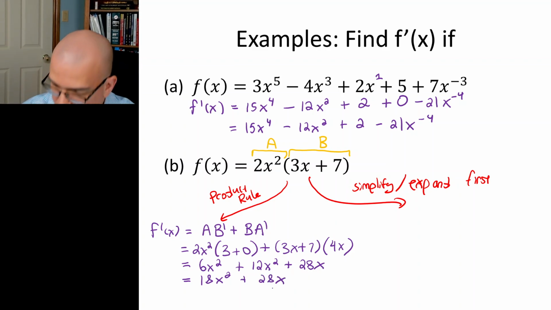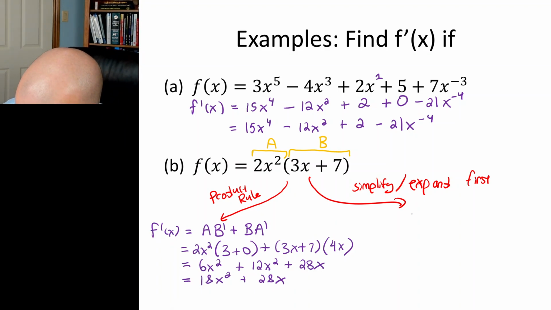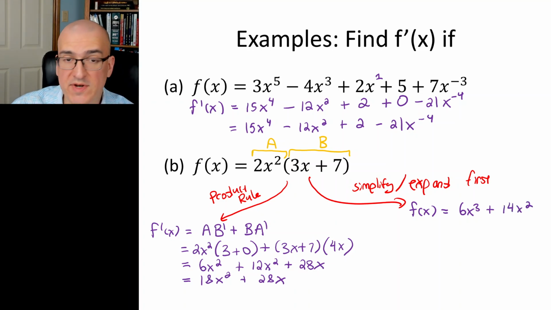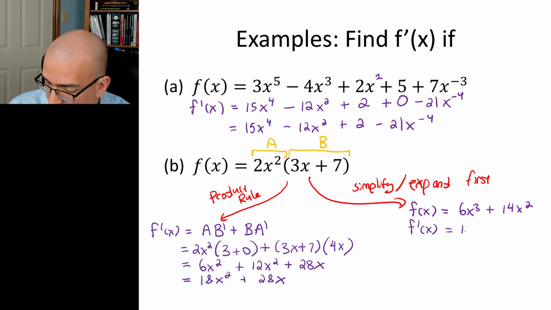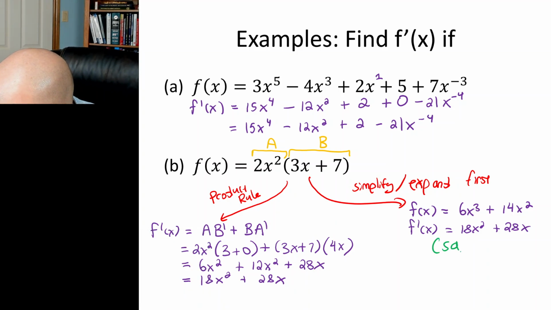That's our answer. If we simplify first, we're going to have less work. We'll get the same answer at the end. So simplifying, we're not taking the derivative yet. This is still f of x equal to 6x to the power of 3 plus 14x squared. So we expand. Now we take the derivative using the power rule only, no product. We get 18x squared plus 28x. It's the same. So it's a matter of preference which way you go.